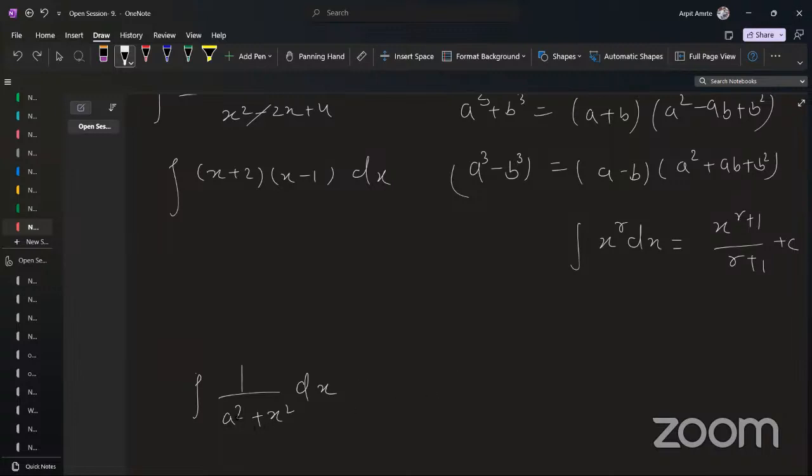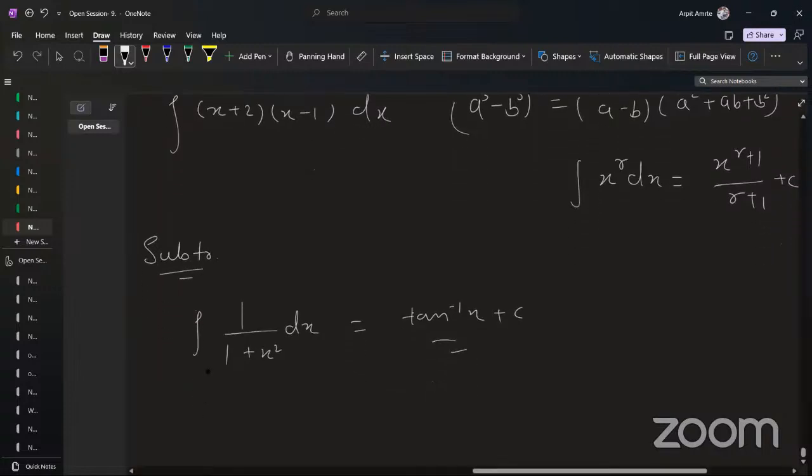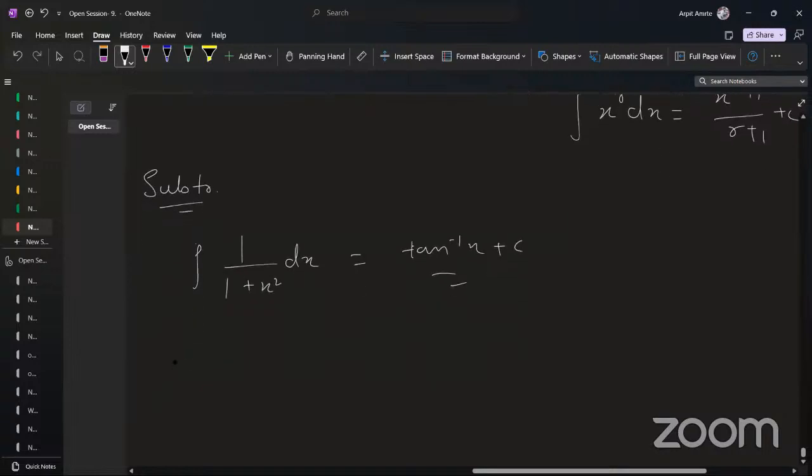Rather than using a square, we will use 1 plus x square dx. So you know now the formula for this? It is tan inverse x plus c, right? Now how do we get this formula? If we understand how we are substituting here, from here we are using the substitution method. Now we know this formula.